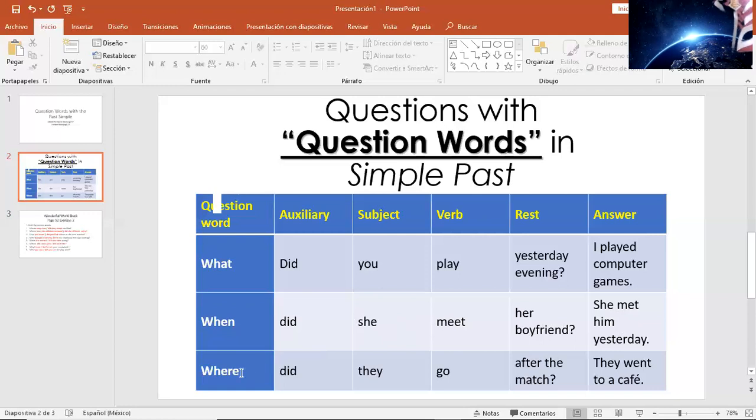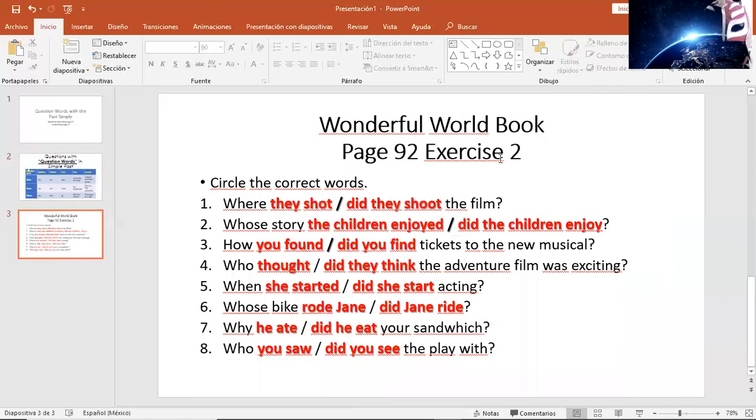Okay. Now, the next question, where did they go after the match? ¿A dónde ellos fueron después del encuentro? Where did they go after the match? Okay, they went to a café. All right, so this is very important for you to remember the formula. Okie dokie. So now, let's continue with the exercise, okay?